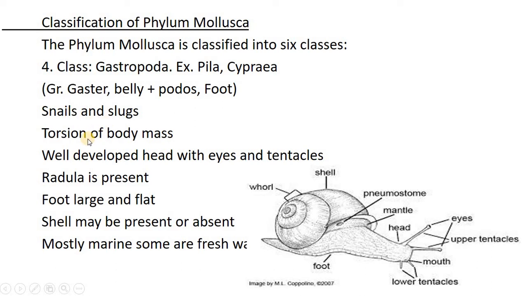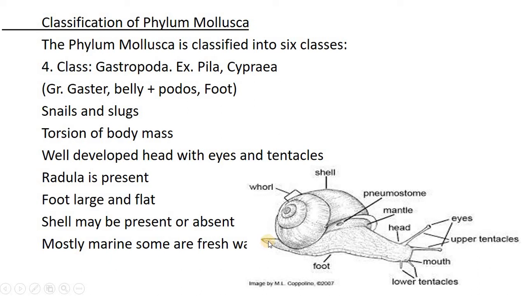Now there is a torsion of the body mass, particularly the visceral mass is having a lot of torsion because of the shell torsion. Shell is twisted and of course the visceral mass is also twisted. A well-developed head is there with eyes and tentacles. Radula is present. Tongue has the teeth-like structures made up of chitin, radula. Foot is large, flat and ventral. Shell may be present or absent, mostly marine, and freshwater forms are also there.